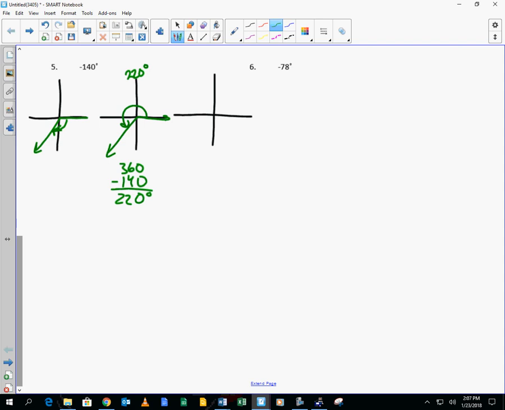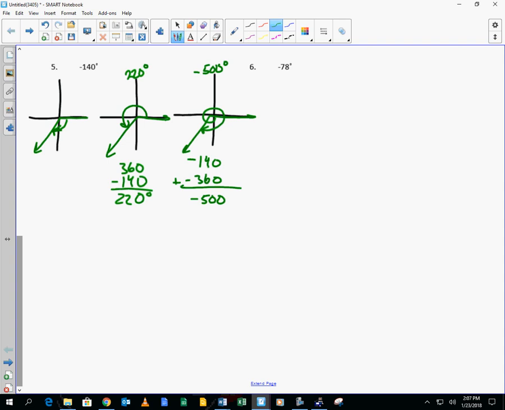Now I'll do one that's negative. I'll take negative 140 and I'll add to that a negative 360. And I come up with negative 500 degrees. So we know it has the same position because it's coterminal. Just instead of going around part of the way, we go around more than once. We have negative 500 degrees. Everybody okay with that example?